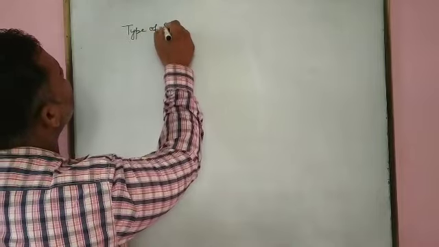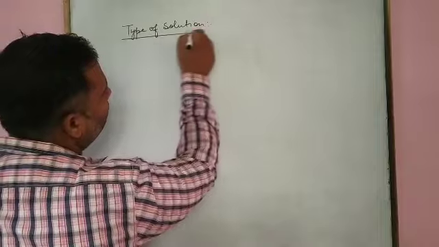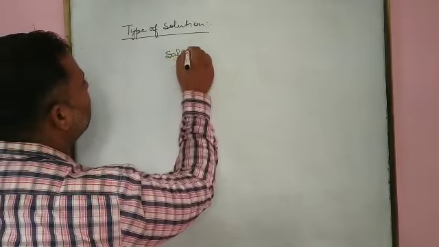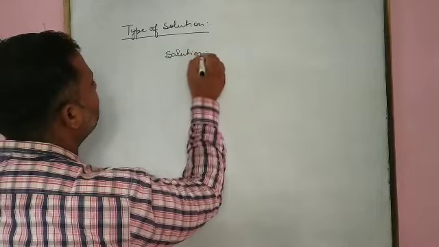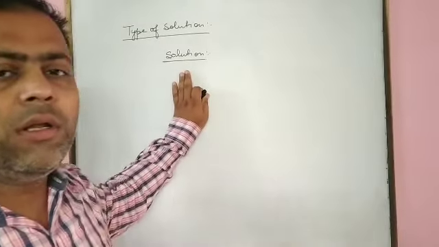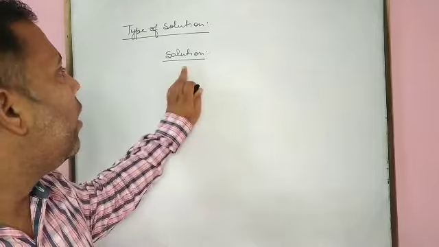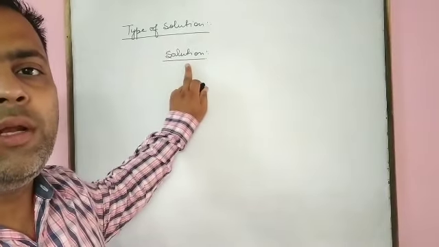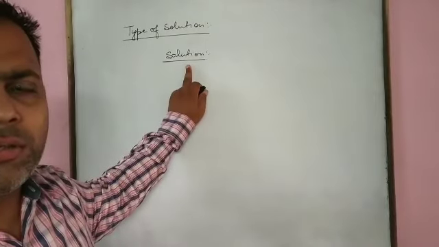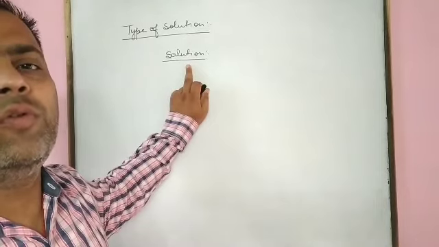Type of solution. But before that, we will discuss what is solution. A solution which we are discussing here is a homogeneous mixture of two or more than two components. It should contain two components in case of binary mixtures, whereas it may contain more than two components.